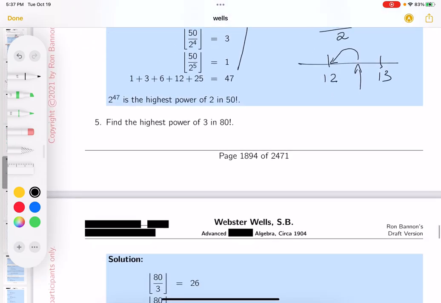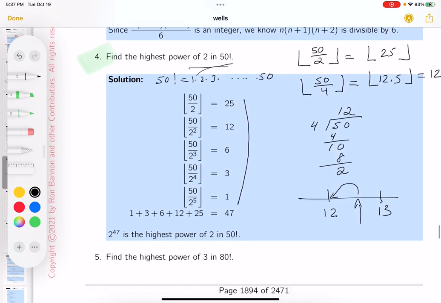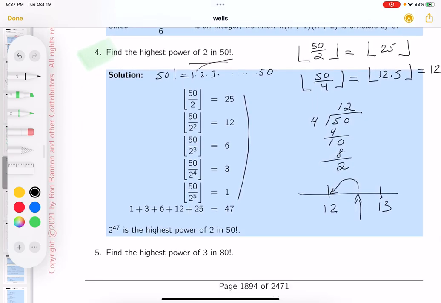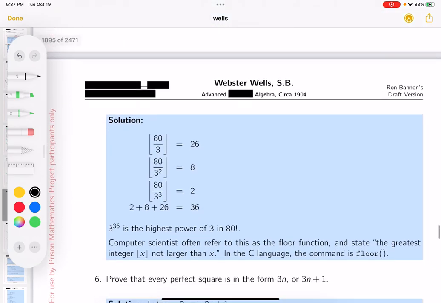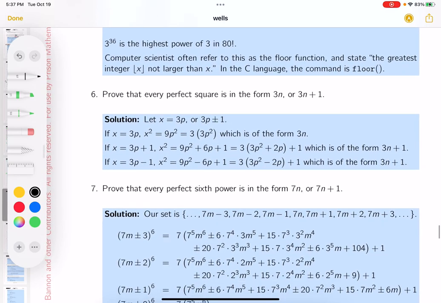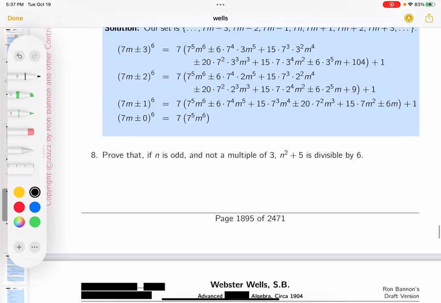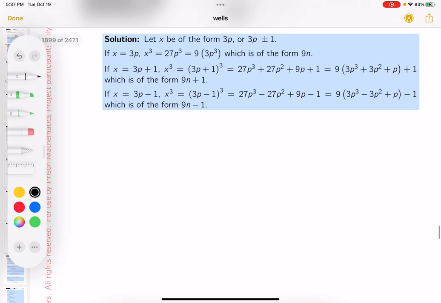By the way, again, 50 factorial, a crazy looking number, 1 times 2 times 3, and so on, all the way up to 50. It's a crazy large number, by the way. But anyway, over here they say, what's the highest power of 2 in the 50? I'd hate to be looking for it. I really would. But they got a way of doing it, and you want to follow that technique they're giving you. Same thing for 3 and 80.